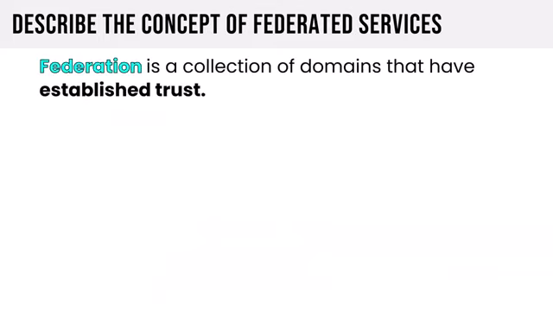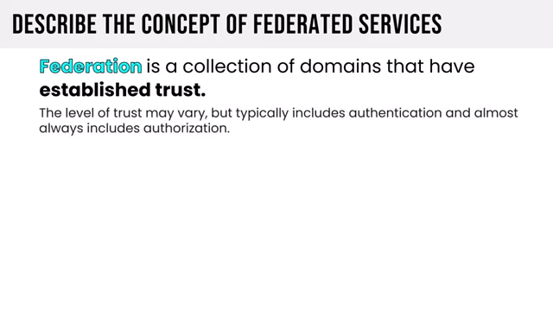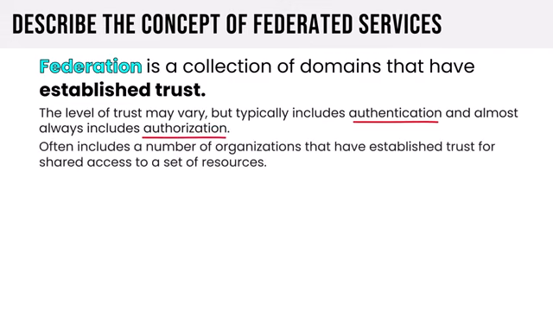So back to our presentation, let's talk about federation, which is a collection of domains that have an established trust. So the level of trust may vary. It typically includes authentication and almost always includes authorization. We're typically using this for identity and access management. It often includes a number of organizations that have established trust for shared access to a set of resources.